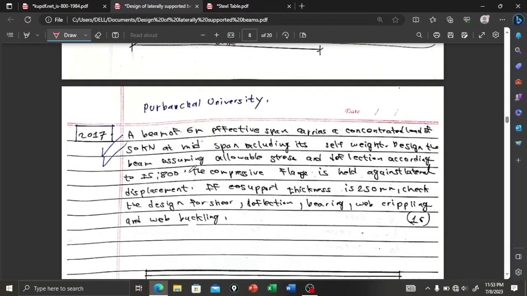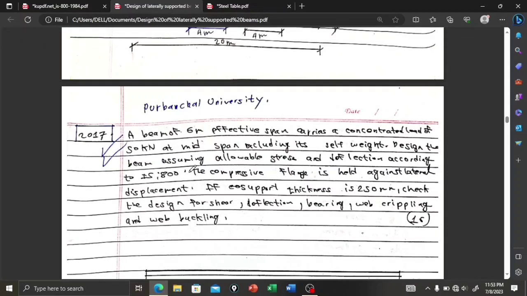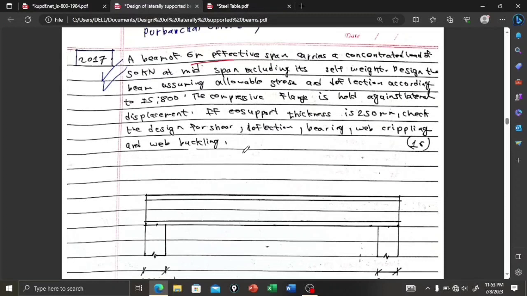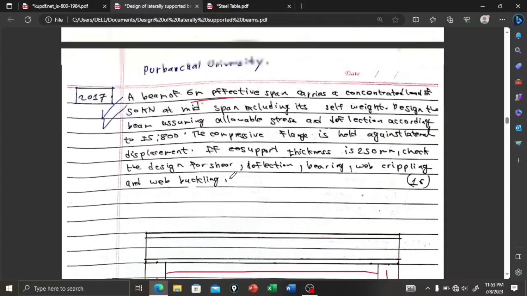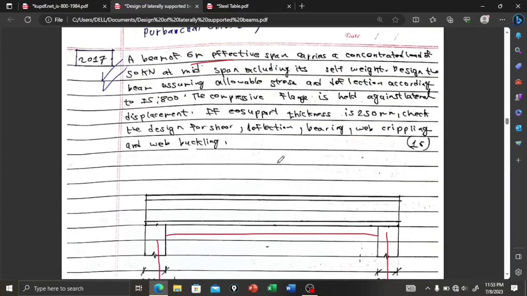This question was asked in 2017. A beam of 6 meter effective span. If it were clear span, then this is from inner to inner, but this is effective span, so we can draw from center. Concentrated load of 50 kilonewton at mid span, excluding its self weight. Design the beam assuming allowable stress and deflection according to IS 800.